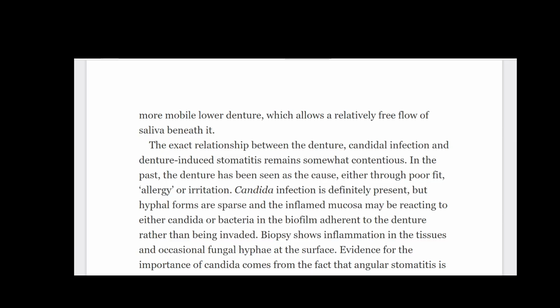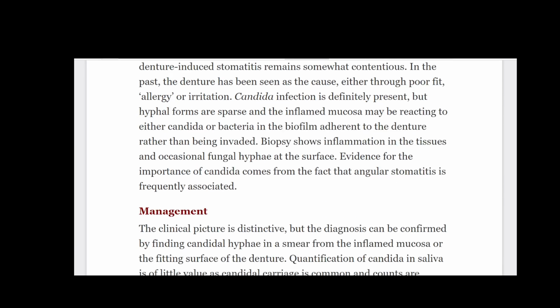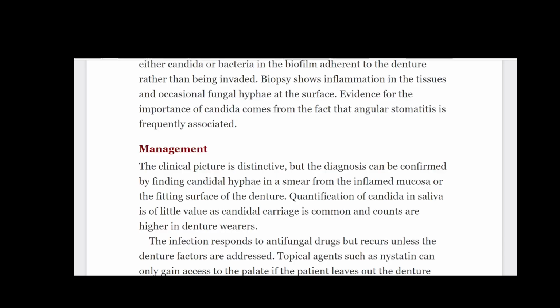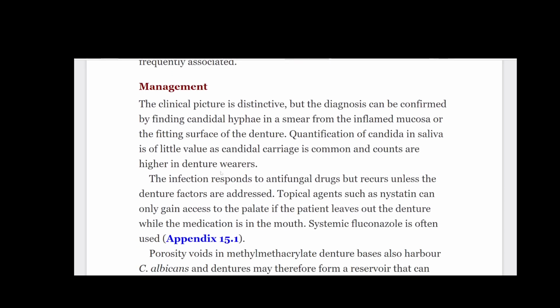Biopsy shows inflammation in the tissues and occasional fungal hyphae at the surface. Evidence for the importance of Candida comes from the fact that angular stomatitis is frequently associated. Management: the clinical picture is distinctive, but the diagnosis can be confirmed by finding candidal hyphae in a smear from the inflamed mucosa or the fitting surface of the denture.